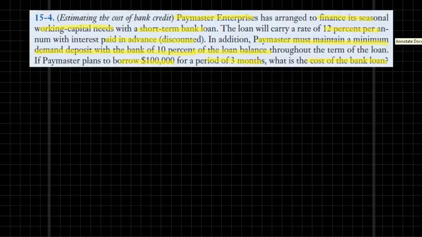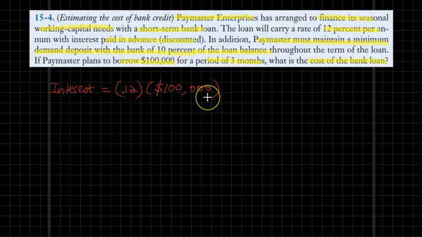Let's begin by calculating the interest expense. As you would recall, the interest rate is 12% and the principal is $100,000. But because the loan is only for 3 months instead of 12 for a whole year, the interest expense during that 3-month period will equal $3,000.